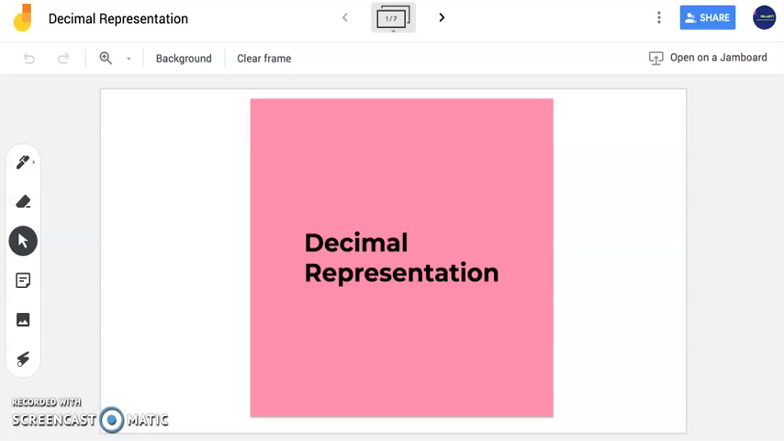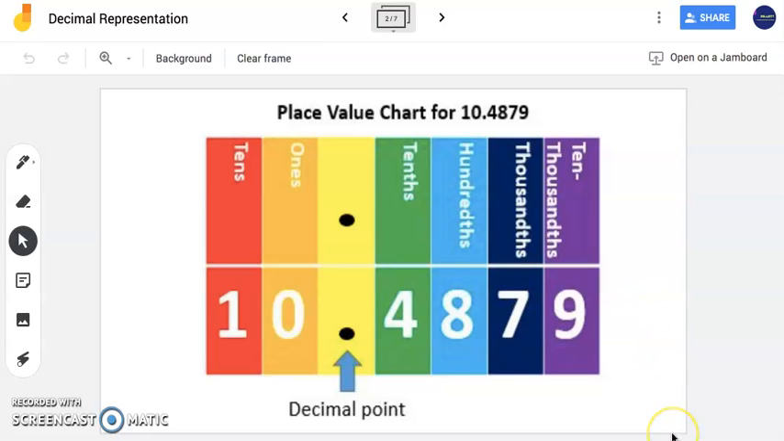Hello, today we're going to focus on decimal representation. In this picture here, we have a place value chart. In the number that we have, there is a whole number and a piece of a whole, and together that creates my number. But notice here we have my decimal point. To the left of my decimal point are always my whole numbers.